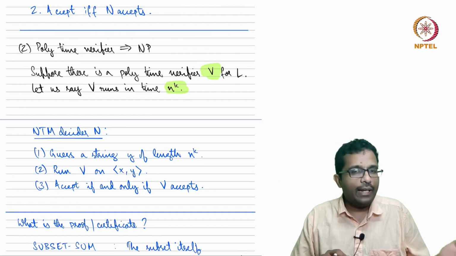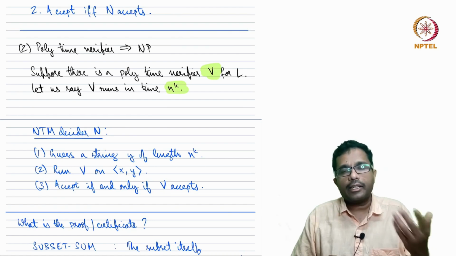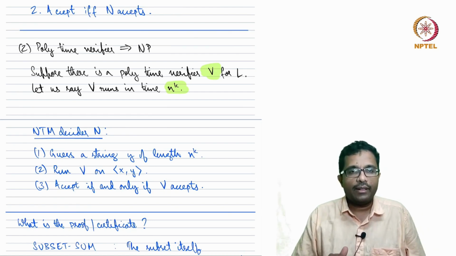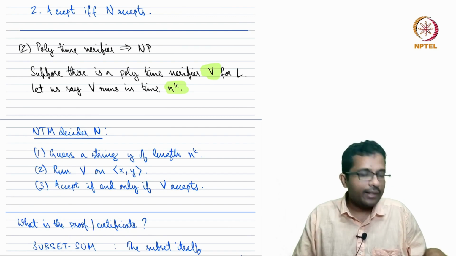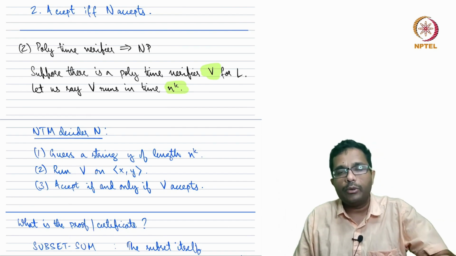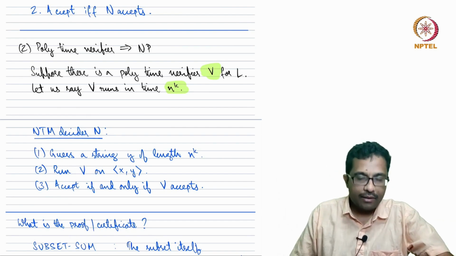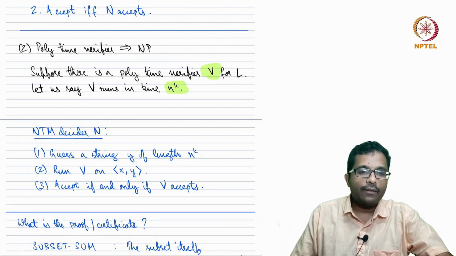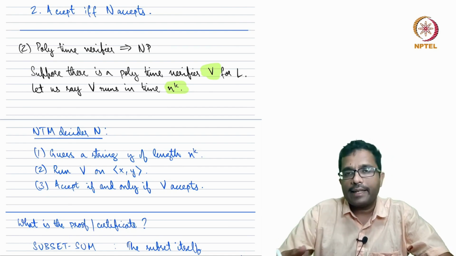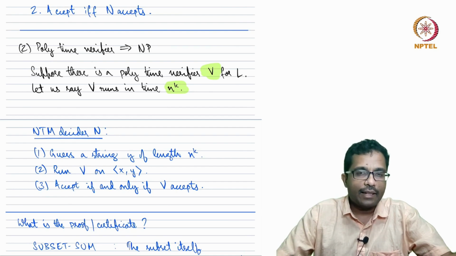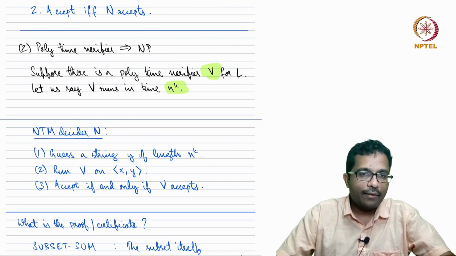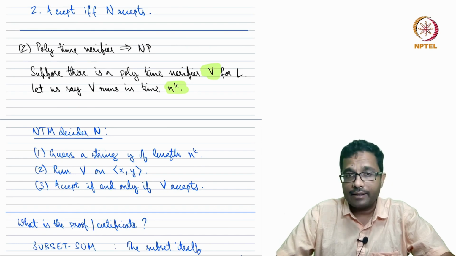And then if V accepts the pair x, y, then the non-deterministic Turing machine accepts. So suppose x is a string in the language, then there is some witness string that would lead to the acceptance of x. Suppose x is a 3-colorable graph, there is at least one proper 3-coloring which can be used to verify that the graph is 3-colorable. So if x is in the language, there is a y that will help us verify that x is in the language.